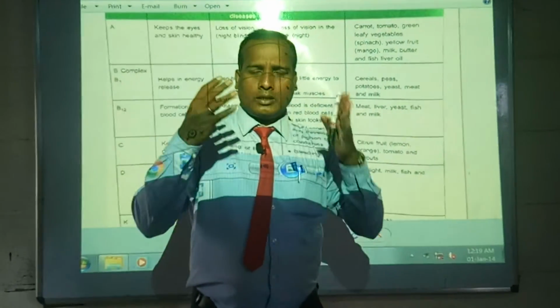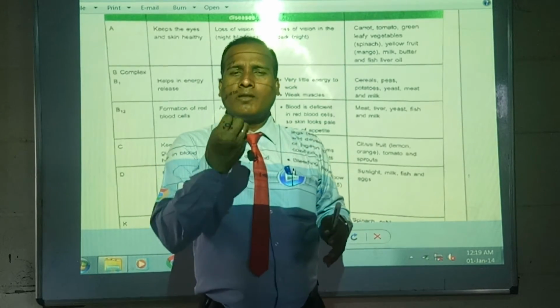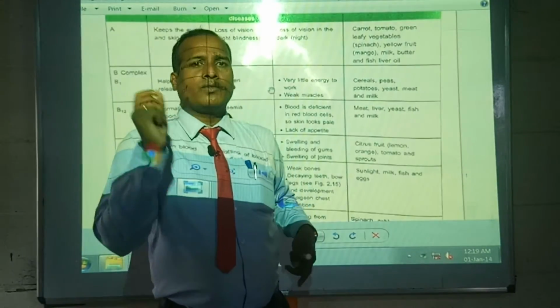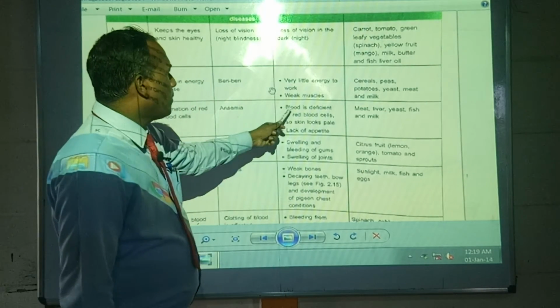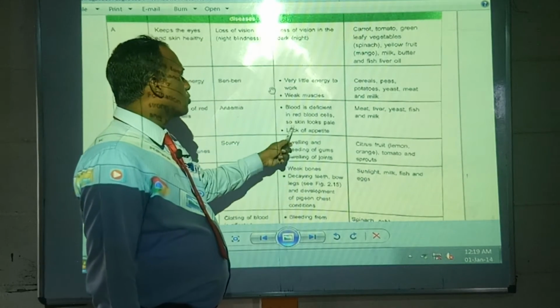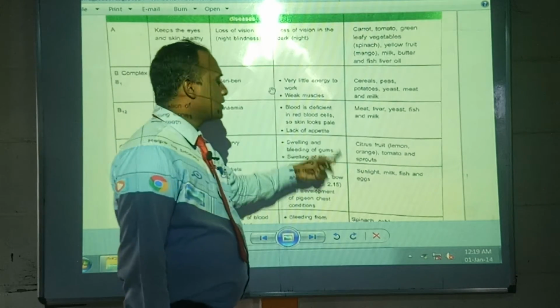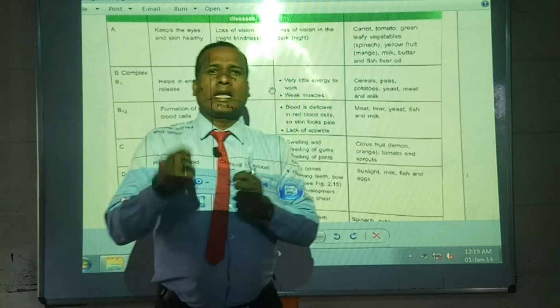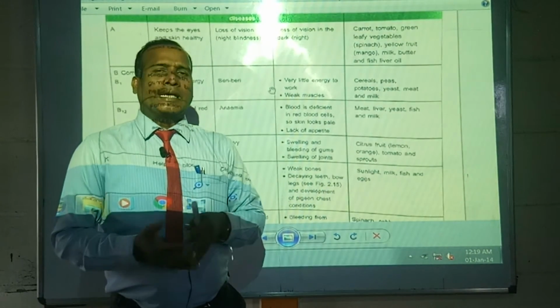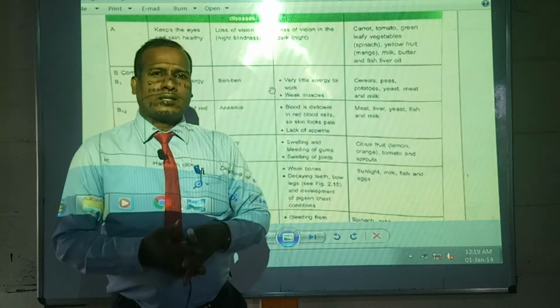If the red blood cells reduce in your body, then you will face one very dangerous disease, and that is called anemia. Okay, and with a deficiency of red blood cells, the skin looks pale and there is a lack of appetite. That means your skin will become pale, yellowish, and you won't feel happiness and you will feel tiredness.